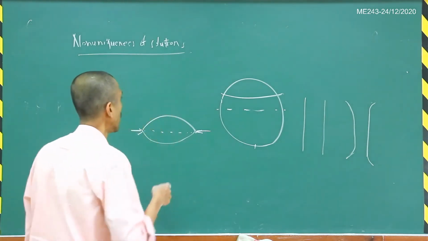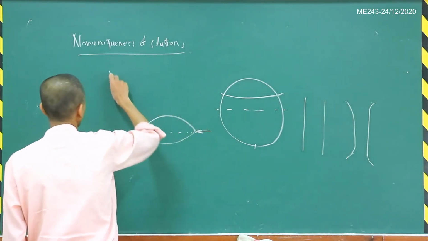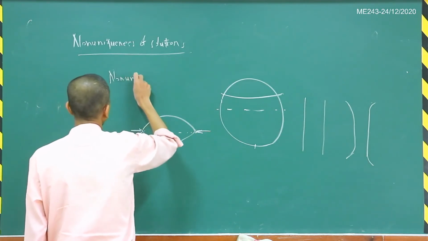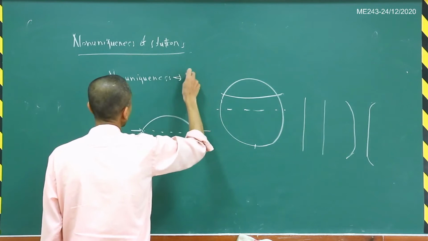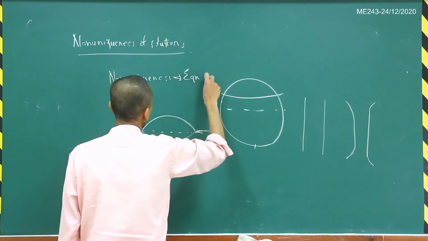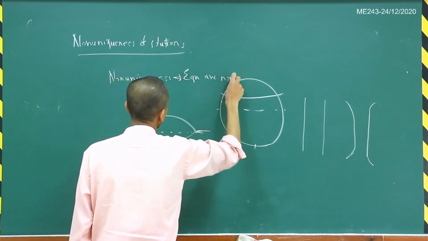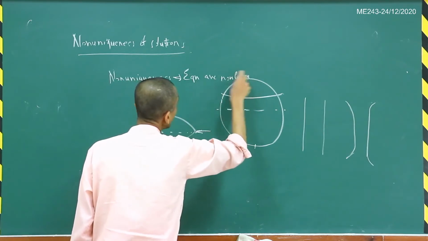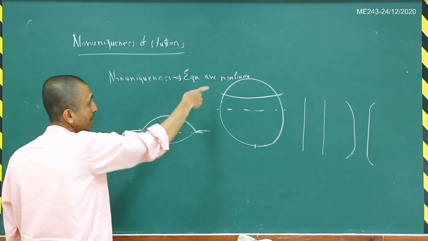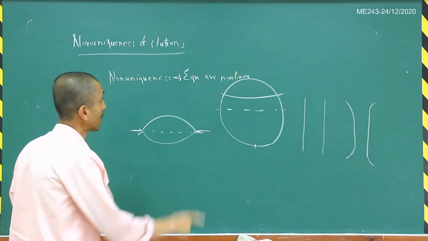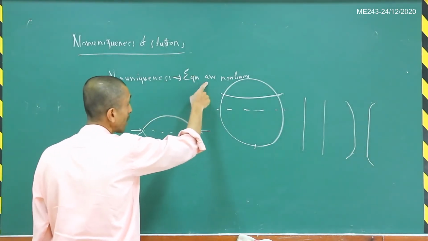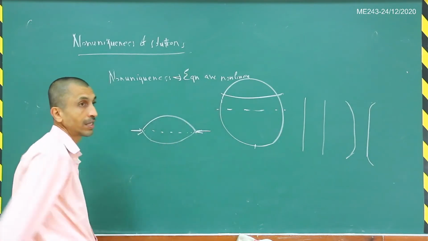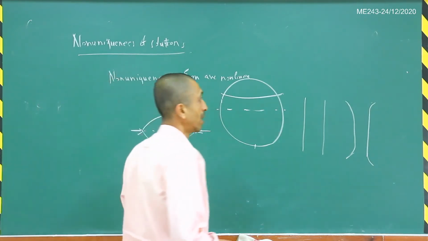So basically non-uniqueness implies that the equations are nonlinear, because if the equations are linear, then you will get uniqueness, right? But the converse implication is of course not true. So if the equations are nonlinear, we cannot always say that the solution is non-unique.